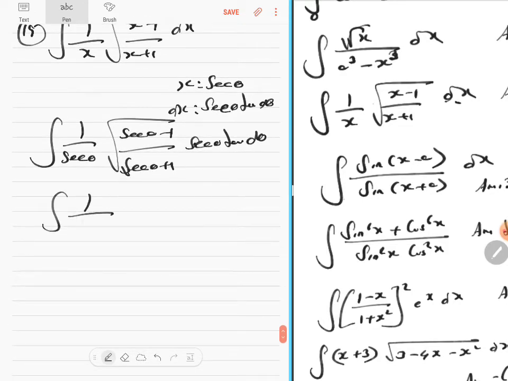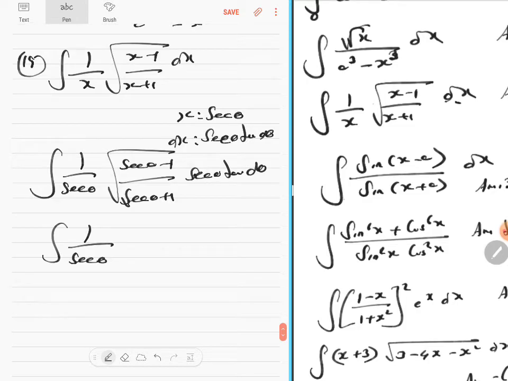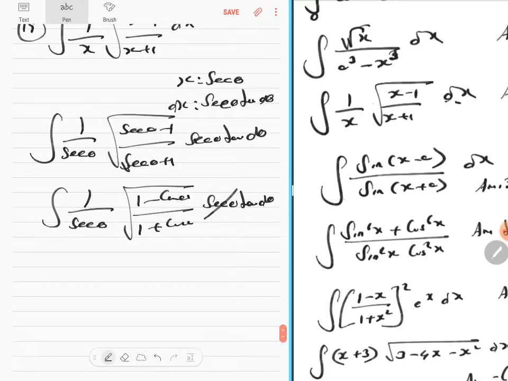So it's 1 by secant theta into this will be 1 by cos theta. So when you write that, it will become 1 minus cos theta, and there will be 1 plus cos theta. Cos theta anyway gets cancelled in the denominator. This will be secant theta into tan theta into d theta. The secant theta gets cancelled. This itself is tan theta by 2. We know 1 minus cos x is 2 sin square x by 2, and 1 plus cos x is 2 cos square x by 2. So tan theta by 2 into, you are left with tan theta d theta.